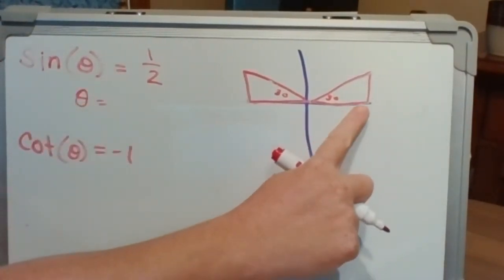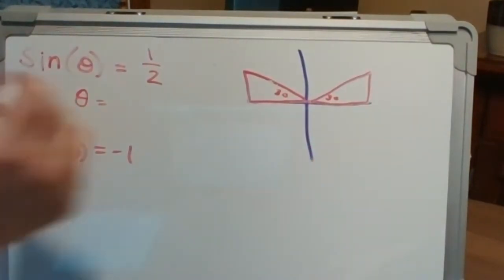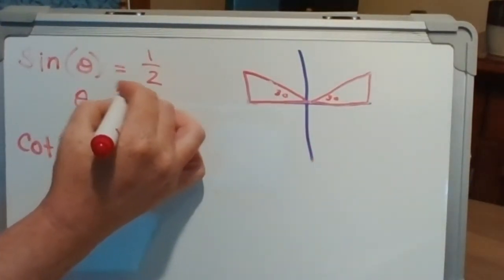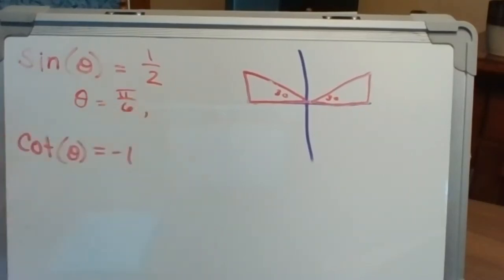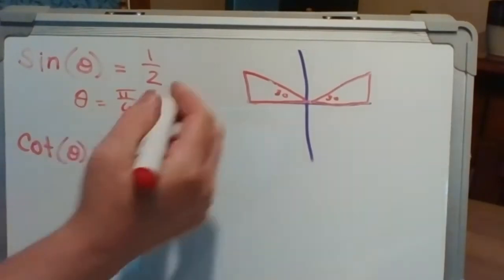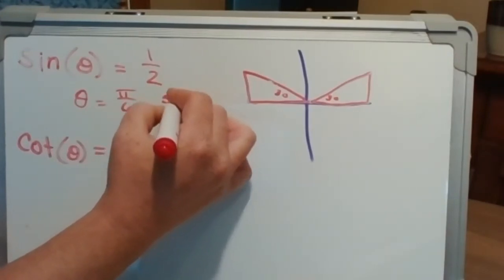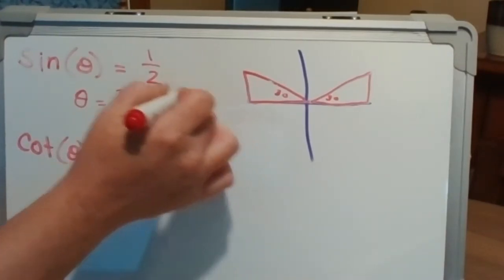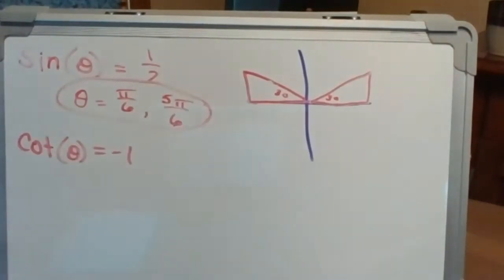Well, 30-degree reference angle in the first quadrant, that's pi over 6. 30-degree reference angle in the second quadrant, 5 pi over 6. And again, it's fine if for now you're finding the degree measure and then converting it to radian. That is totally fine.